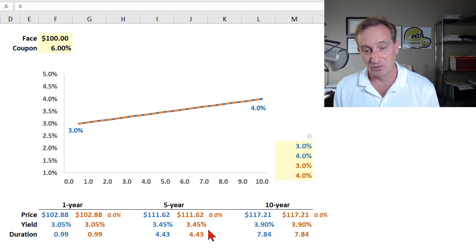And then I'm also showing duration. Here it happens to be Macaulay duration, the most common single factor measure of sensitivity or price risk. So blue will be the baseline, and then the orange dashed line will represent the destination that the curve shifts to.